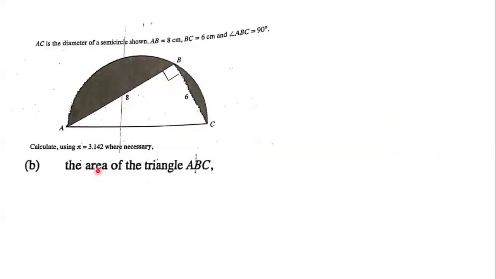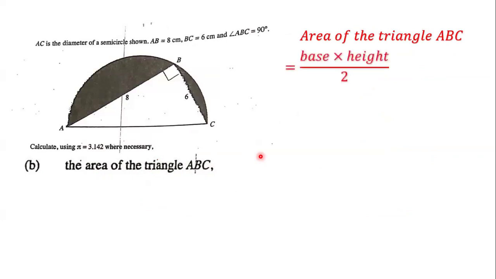Next, our goal is to determine the area of the triangle ABC. Now, the area of the triangle is going to be given by the formula base times height over 2. So the formula that can help us to figure out the area of the triangle is base times height divided by 2. Here, the base is 6 centimeters, and the height is 8 centimeters.